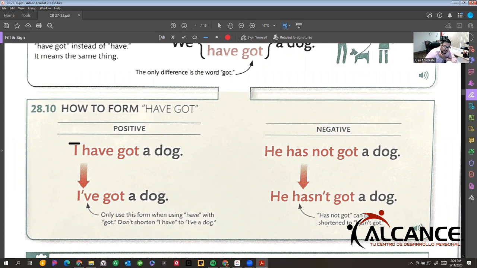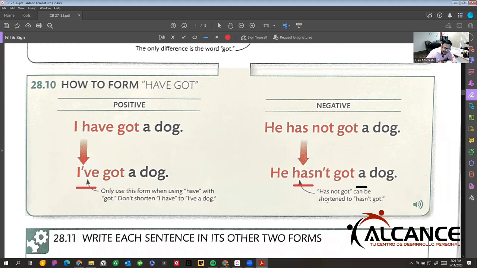Y ya cuando you want to do the contractions, quieres hacer la contraction de I have, it's I've. This is the contraction, I've. And for the negative part is has not got a dog. He hasn't got a dog. This is the contraction, hasn't got a dog, right?